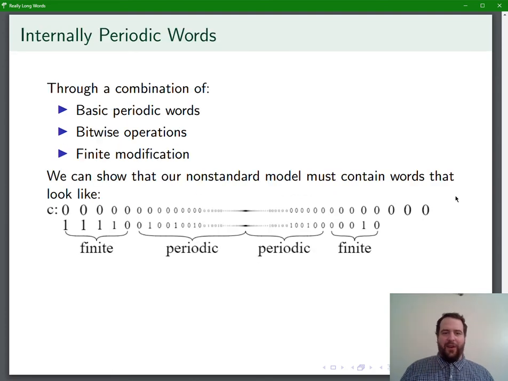The way that I like to think of these words is a little bit like a candy bar, right? It's got these crunchy finite bits on the outside, and it's got these nice infinite periodic bits on the inside. So it's kind of like a candy bar.